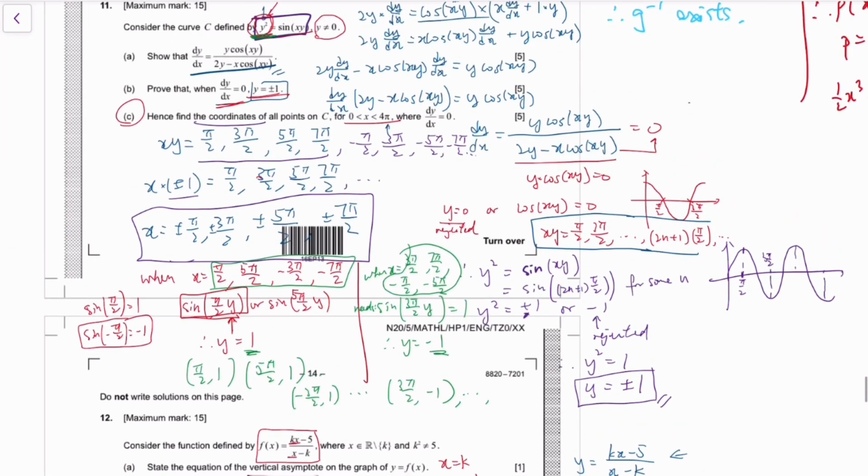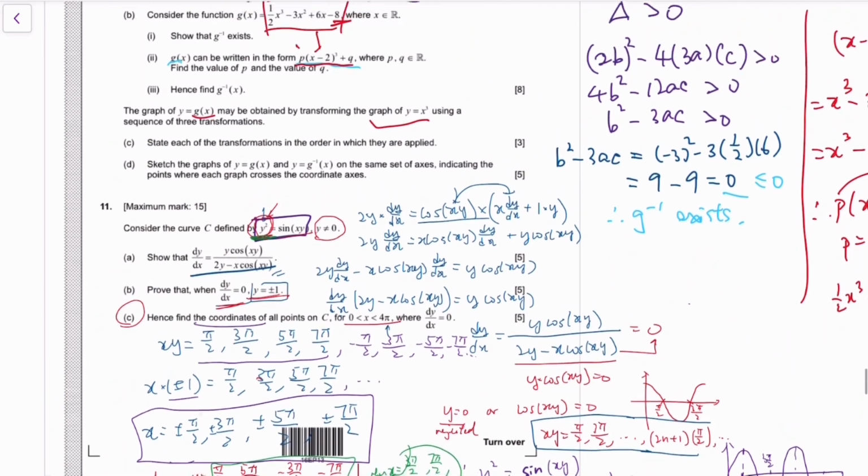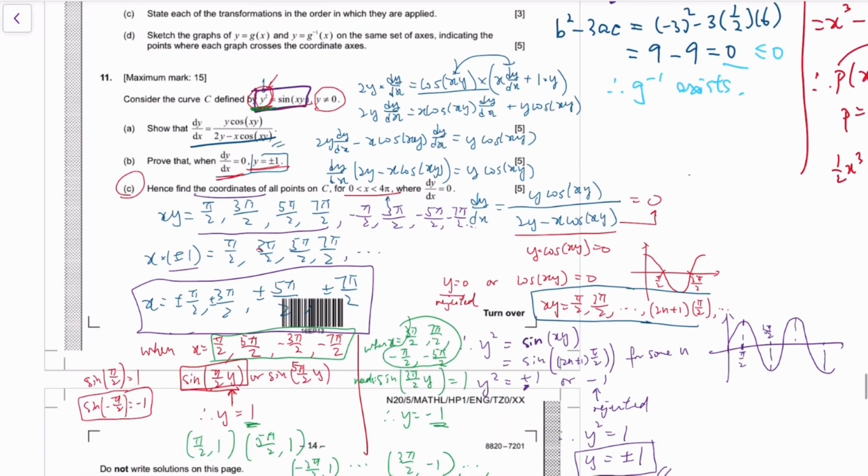I do still believe question 11 is actually the hardest question. Conceptually, that's way more complicated and tricky. Okay, but this would be it for XL paper 1. I'll see you in paper 2.